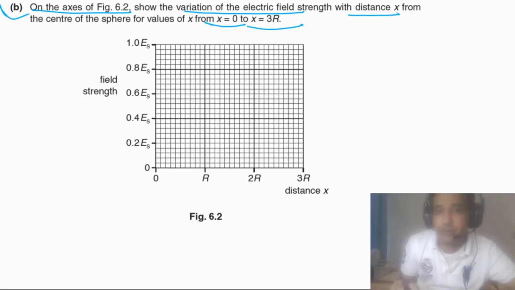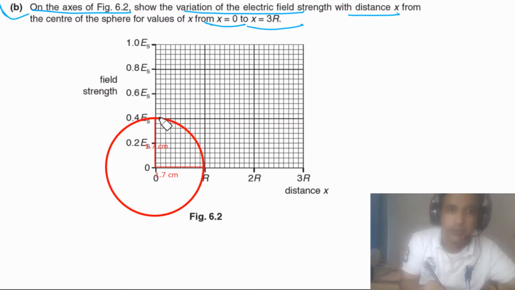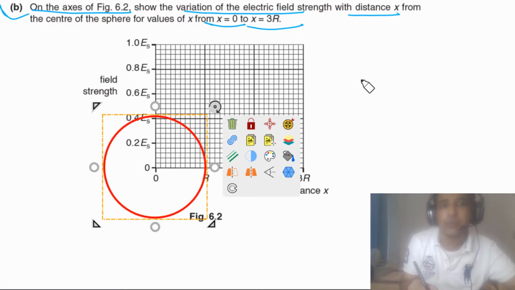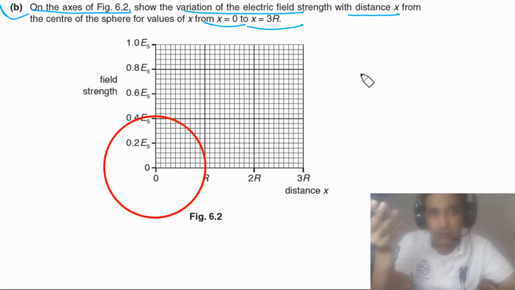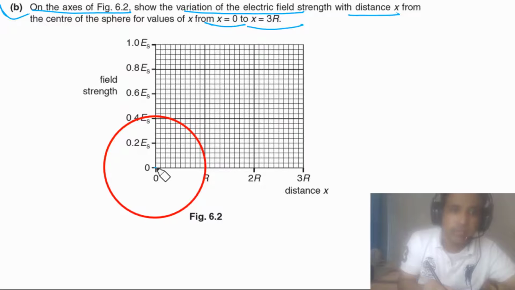We have already discussed that electric field inside any metal sphere is equal to 0, whether it is a hollow or solid sphere. So in this case electric field is equal to 0. So inside, electric field has to be 0. So simply we can draw the line. So at the surface of the sphere electric field will be equal to Es.